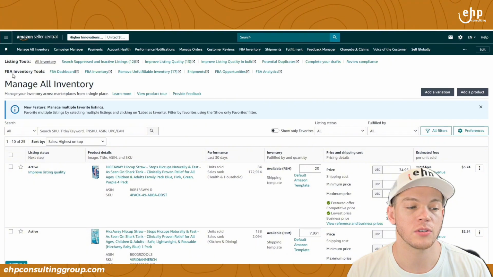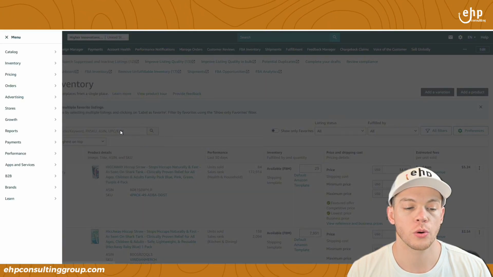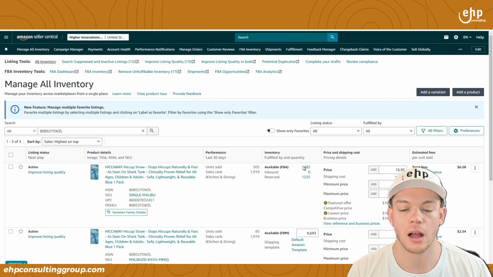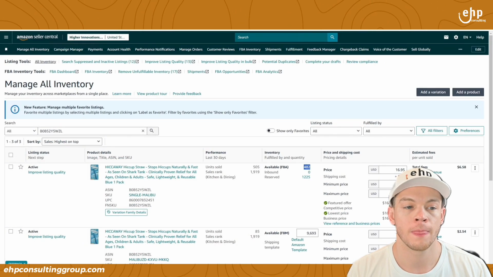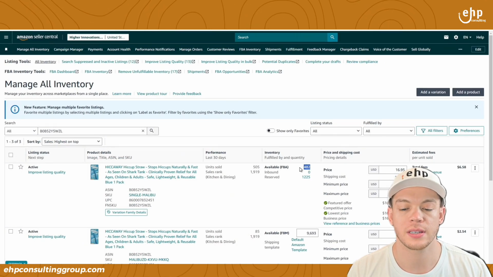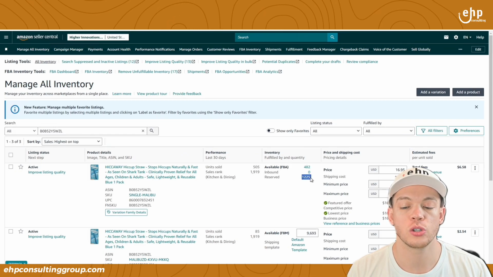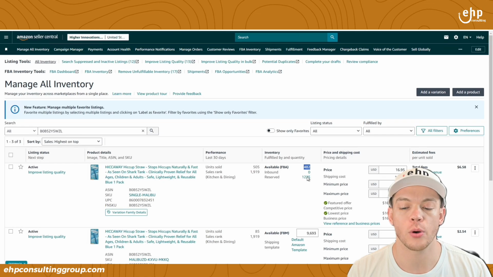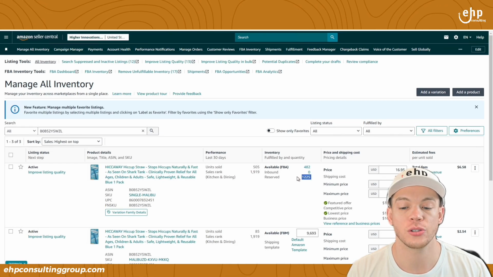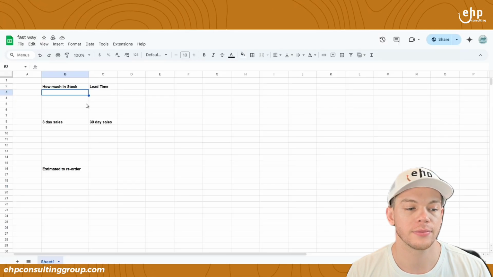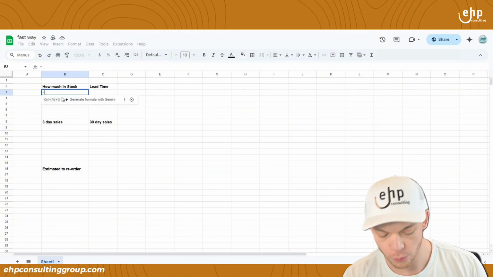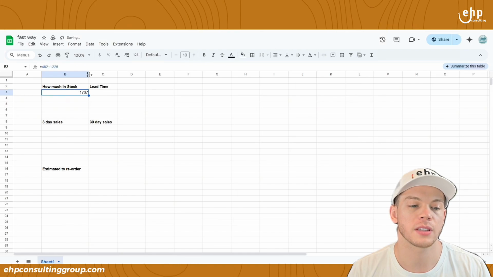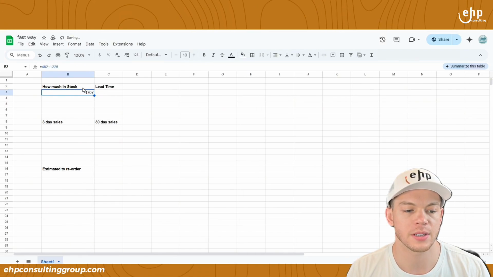And you're going to go into Inventory, Manage All Inventory. You're going to put this in and you're going to see how much you have in stock at Amazon, right? So now we have 482 in stock and we actually have 1,225 about to be checked in. So we're going to add both of these up: 482 plus 1,225, because that's how much we're going to have in stock within the next pretty much 5 days at Amazon, right?